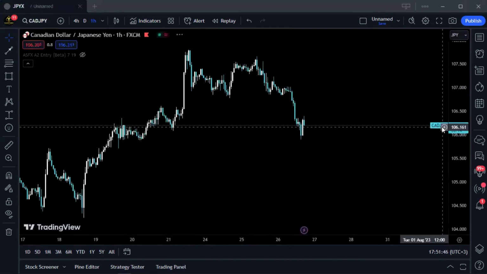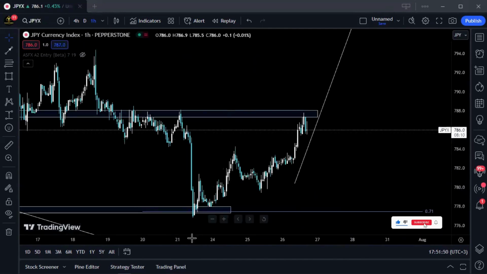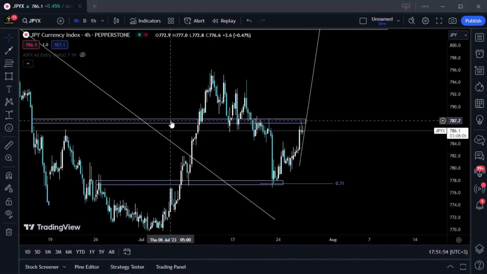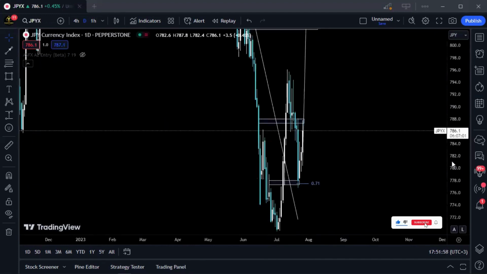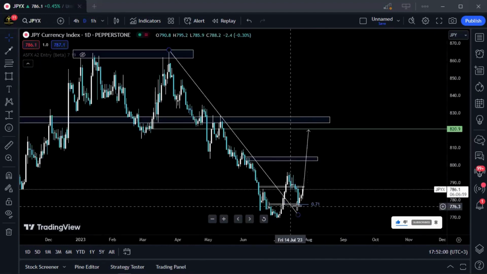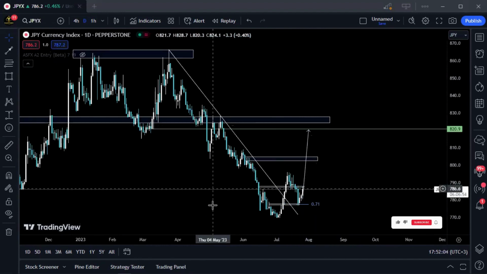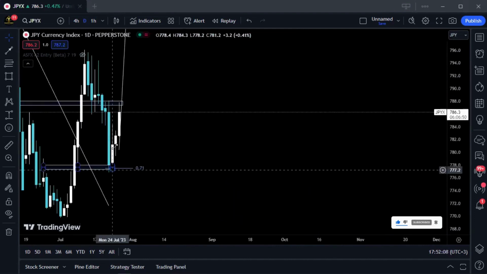We can look at JPY. JPY pairs, as at the beginning of the week, I told you guys that prices have a very high probability of bouncing off from here to retrace until it pushes all the way up here. Obviously, at the beginning of the week, I told you that prices will take off from here.